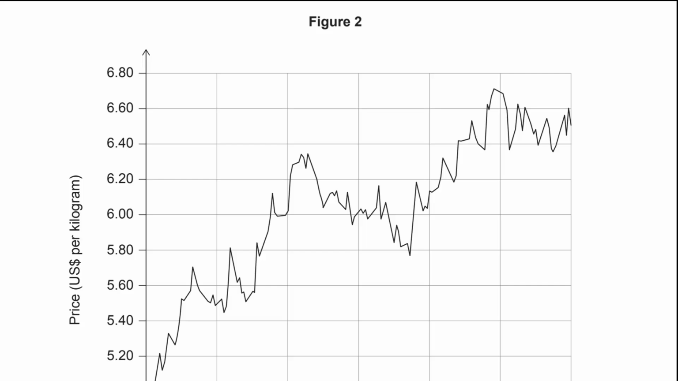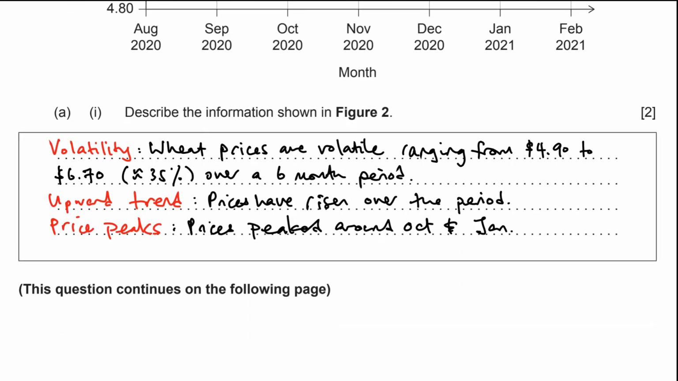So let's put some words to that. Down here I've written: the first thing we can see is volatility. Wheat prices are volatile, ranging from $4.90 to $6.70, which is about a 35% range over a 6-month period. The second thing is that there appears to be an upward trend, so prices have risen over the period. And the last thing is, as I mentioned before, prices peaked around October and January, which we saw from the graph above.